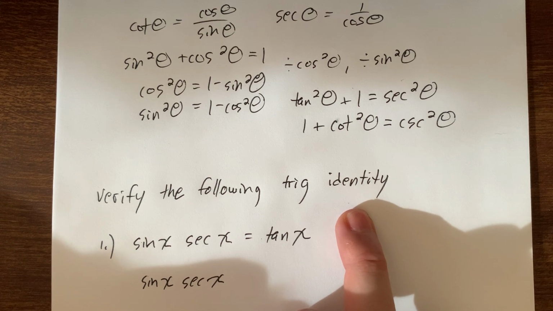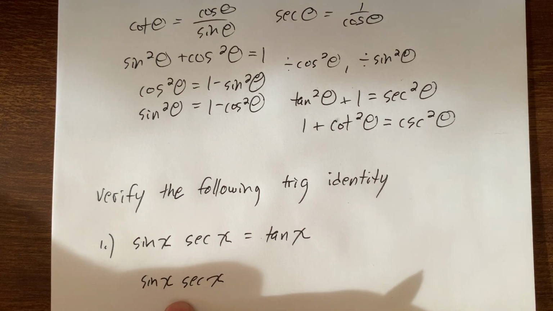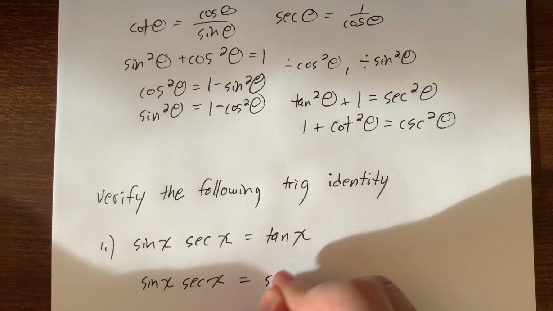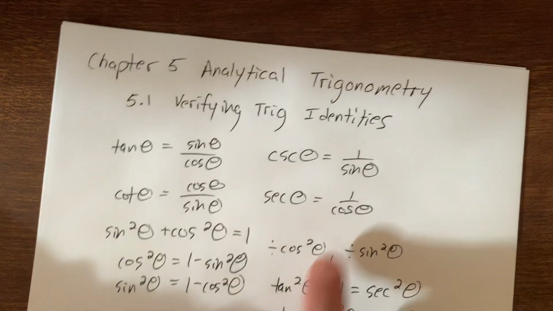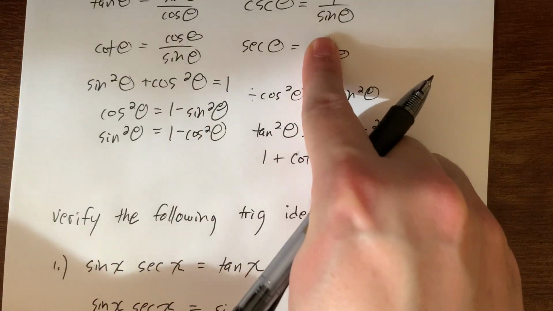You really need to show me what you're doing. So I started with this side. Well, the first thing I can do, the sine is as basic as that's going to get, so I'll leave that alone. But secant, I can rewrite as 1 over cosine.